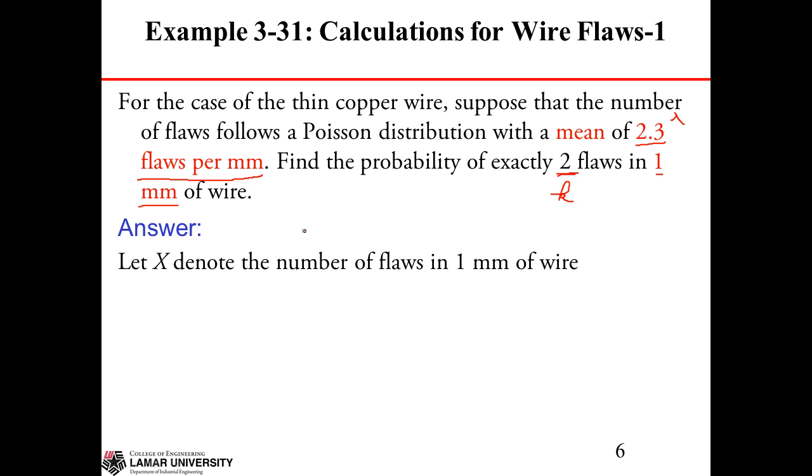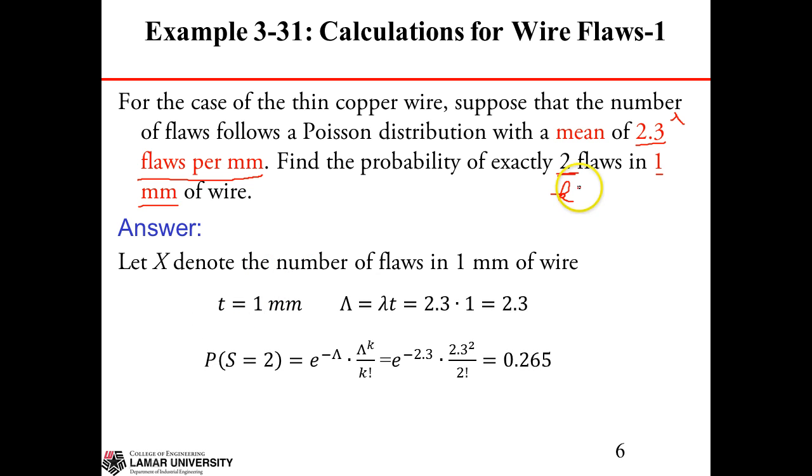So let's use x to denote the number of flaws in 1 millimeter of wire. Then t is equal to 1 millimeter, and the capital lambda is equal to lowercase lambda multiplied by t, which equals 2.3 flaws per millimeter multiplied by 1 millimeter, which equals 2.3 flaws. Sorry, this should be x instead of s, so I probably should replace this with s. Denote s as the number of flaws in 1 millimeter of wire.